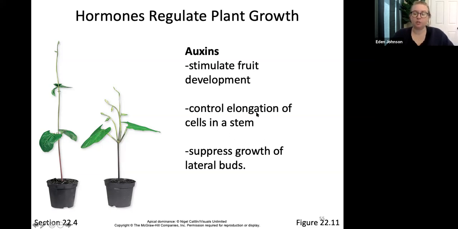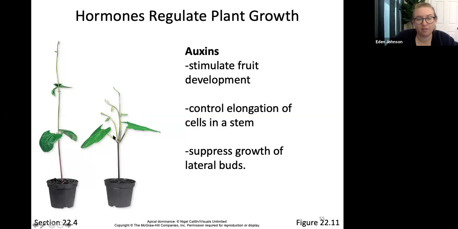That's going to be controlling elongation of cells in a stem. That's how, if you have a plant that's indoors, it is going to move towards light. And that's because on this bent side, it is elongating the cells on that side so that you can bend towards the light, for instance. Then auxins also suppress the growth of lateral buds.